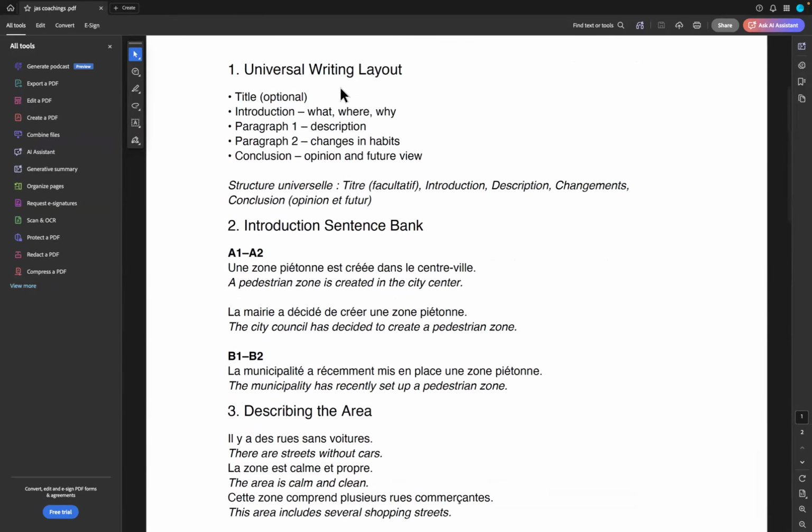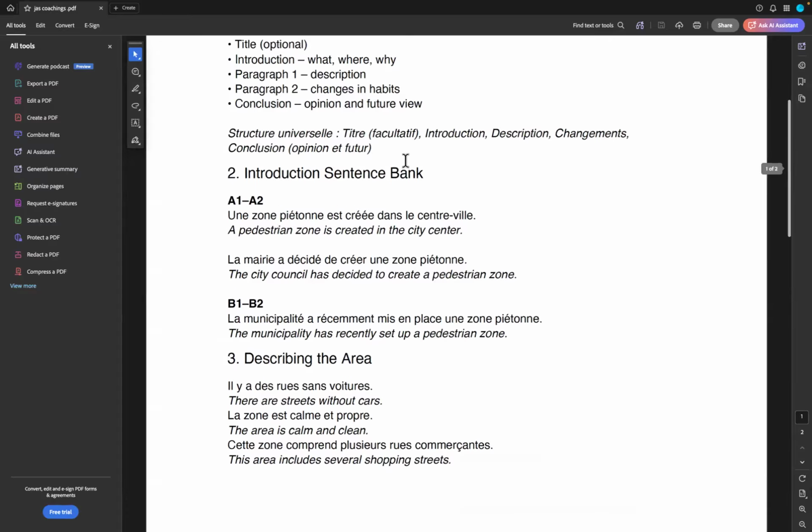Okay. So whenever you want to write any letter, there should be a title. It's optional. There is no need to mention the title again. Introduction should include what, where, why. Paragraph 1, paragraph 2, you should divide the letter into 2 or 3 paragraphs, like in the IELTS exam. Paragraph 1 should give the description and paragraph 2 should show the changes in the habits. At last, you should have a conclusion, opinion and future view. Okay. Now the structure is: this is the titre, introduction, description, changement, conclusion.